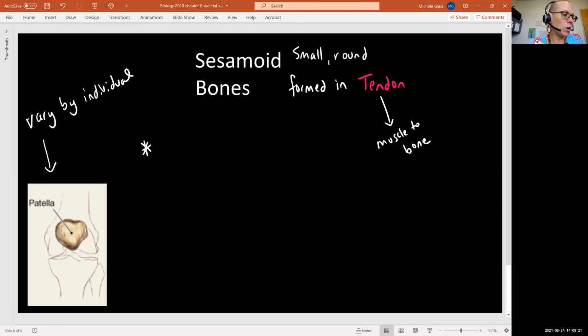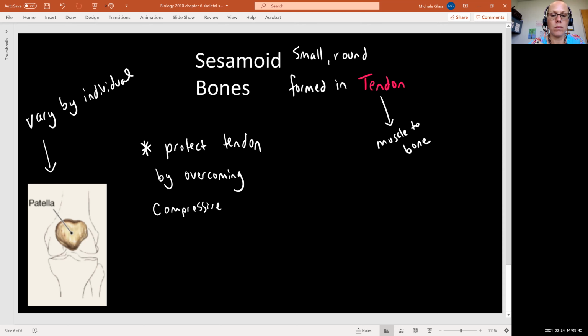Functions of sesamoid bones are to protect the tendon by overcoming compressive forces. So it's protecting the tendon from compression.